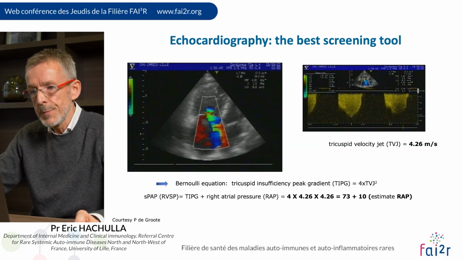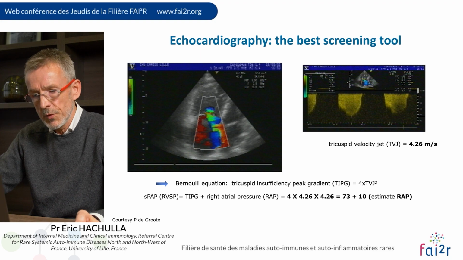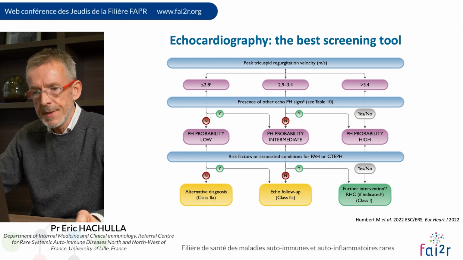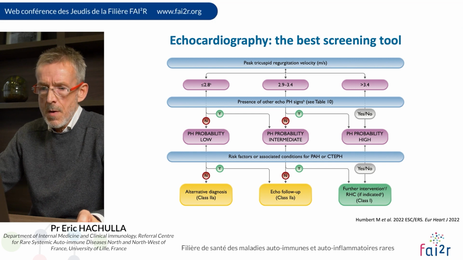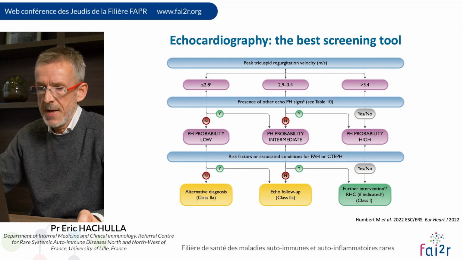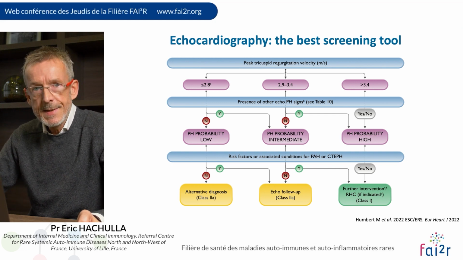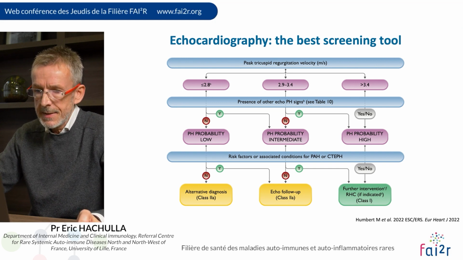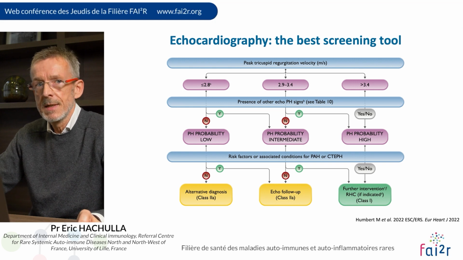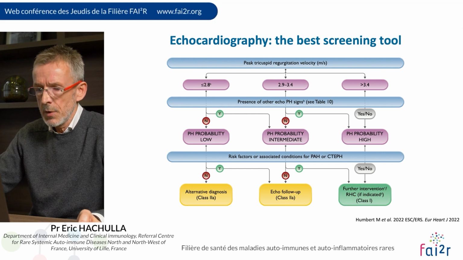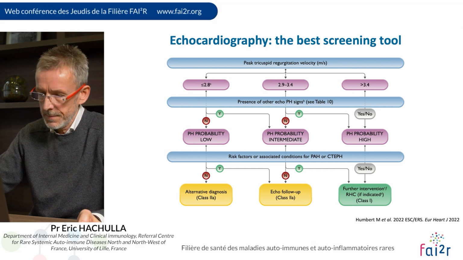Echocardiography remains the best screening tool, based on the tricuspid jet velocity. And 2.8 meters per second for the tricuspid jet velocity is a cutoff where you have to think about the possibility of pulmonary hypertension in a scleroderma patient. If it's above 2.8, scleroderma patients are at high risk of pulmonary hypertension, and if there are other signs associated to the tricuspid jet velocity showing a risk of pulmonary hypertension, right heart cath should be performed.